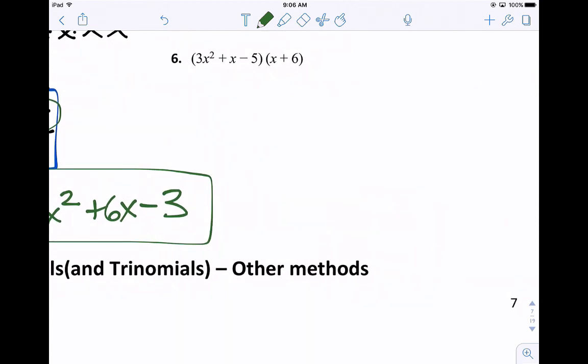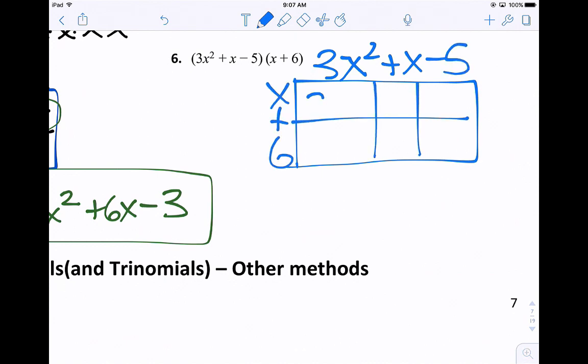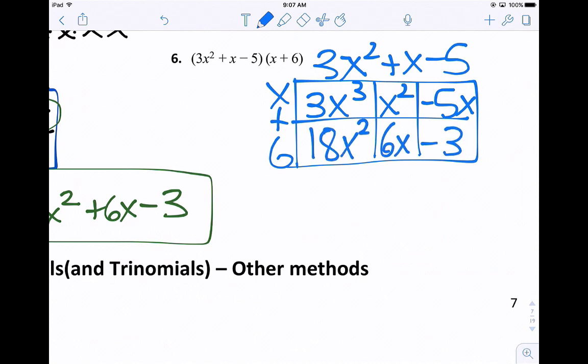Let's do the next one. Again, you can write anything on the side or the top. I like to write my longer one on top. So we have 3x squared plus x minus 5. We have x plus 6. And I have 3x to the 3rd. Here we have x squared, negative 5x. Here we have 18x squared, 6x, and minus 30.